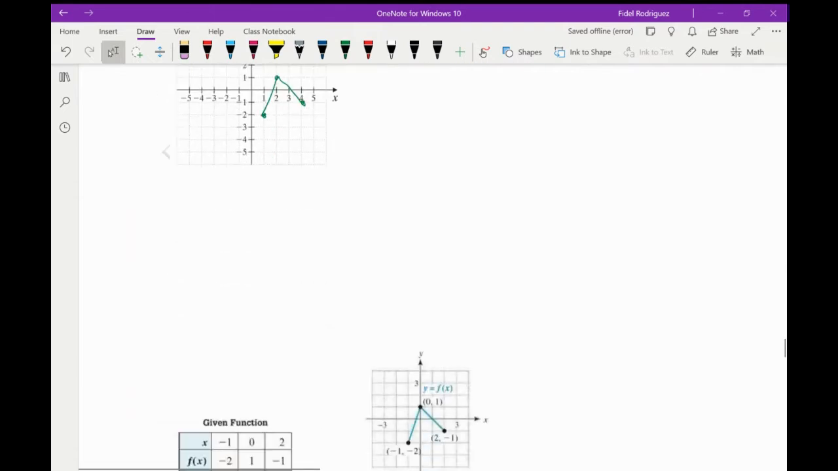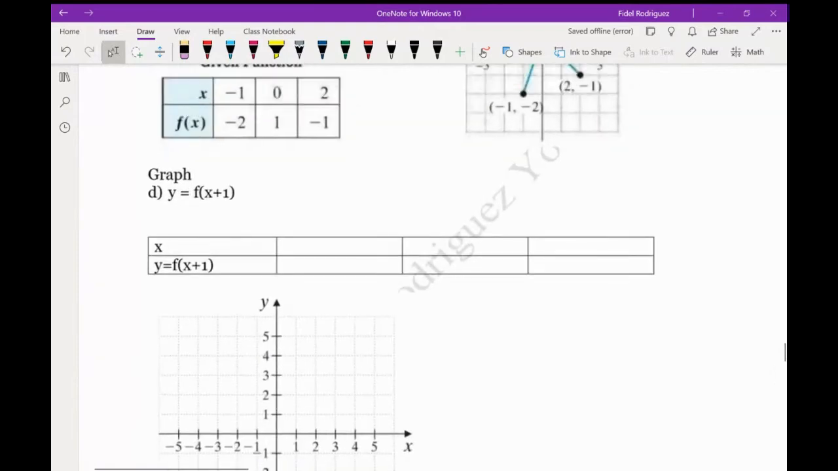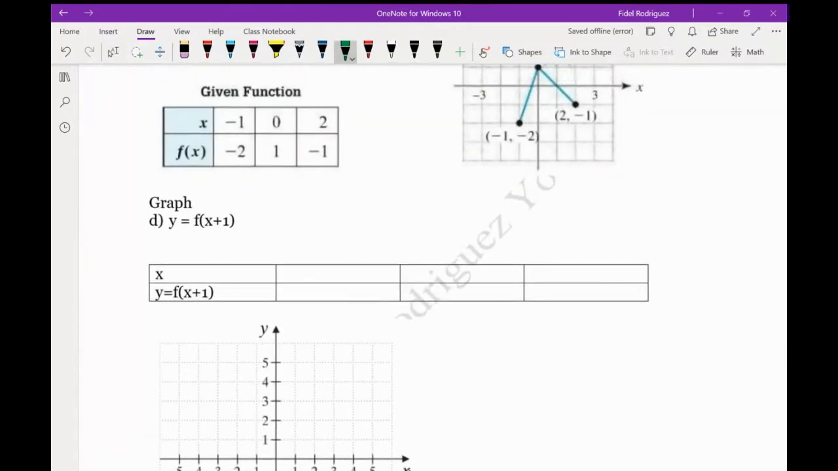Okie dokie. So we probably have one more. Yes, we do. And let's see. First thing I notice again, y'all, that plus 1 is inside my parentheses, right? So the plus 1 is inside my parentheses. Again, this means I'm changing our x values, right?